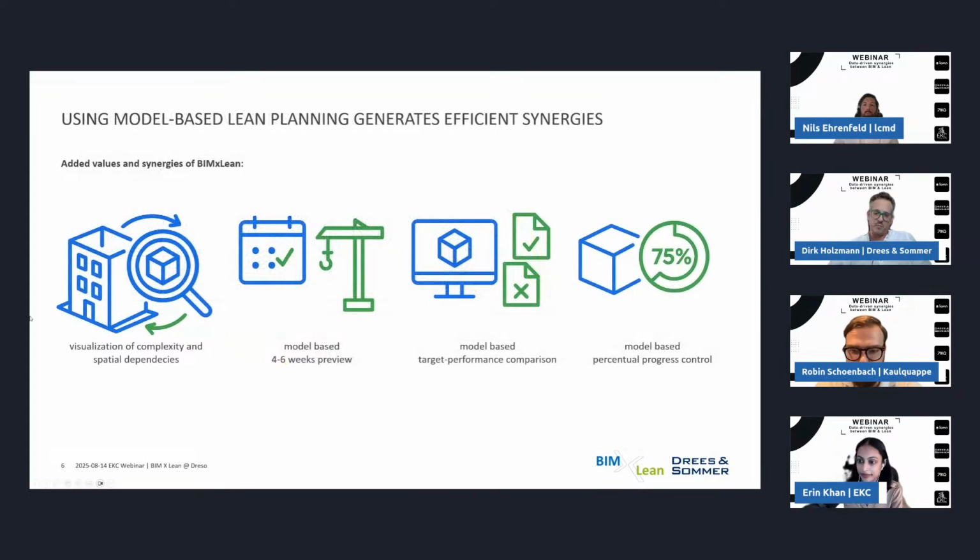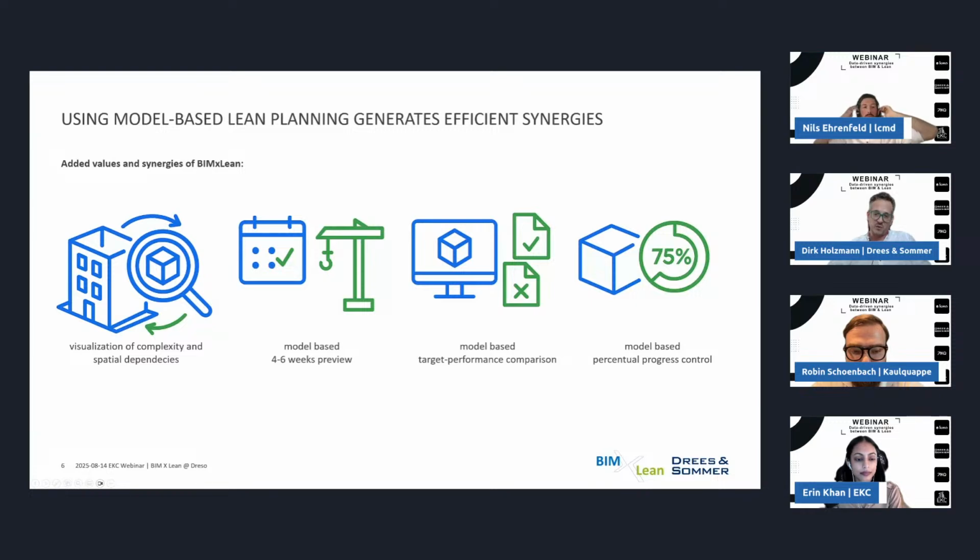And so I come directly to the added values of the combination of BIM and Lean. One of them, for example, is the visualization of complexity and spatial dependencies. I think this is really important for the parties at the construction site, so that they understand which activity comes next and what the dependency is between both activities. What is also possible is a weekly preview. So if the parties or your client ask what comes next, you can visualize this with the information from the Lean process, but also with the information which you already have from the BIM model.